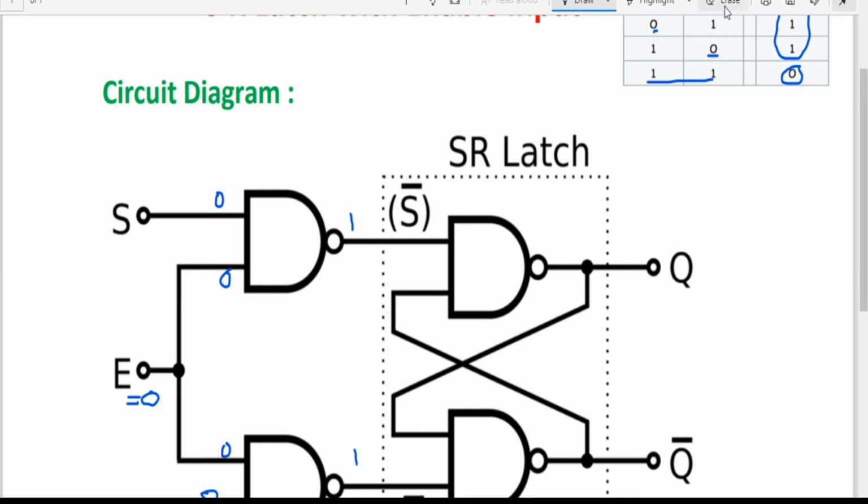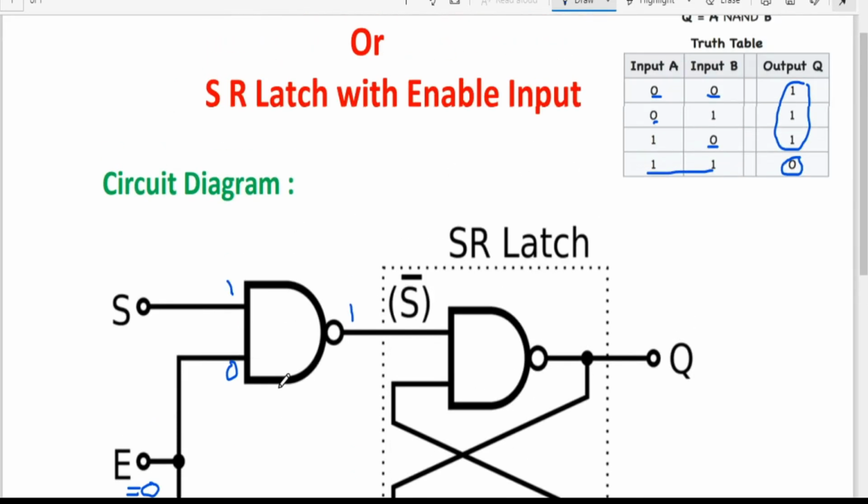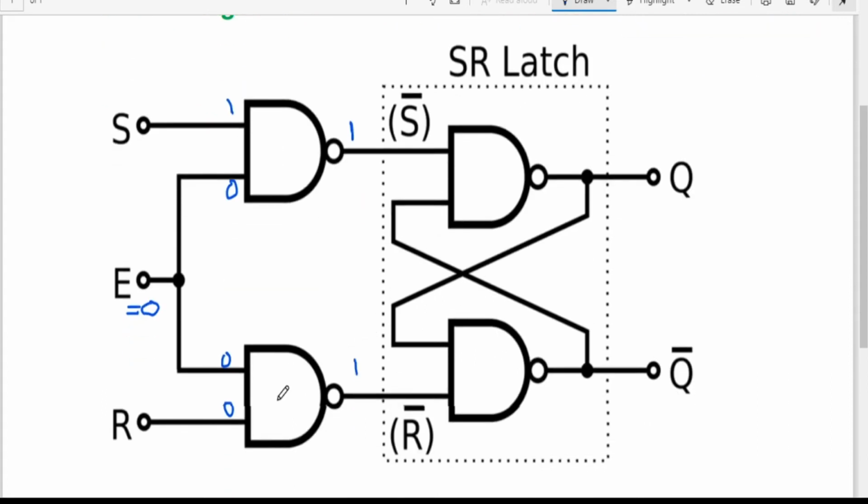Now I change the input of S and R, while the enable input is 0 only. I make S as 1 and R as 0. Here also, as one of the inputs coming to this NAND gate is 0, the output of this NAND gate is again going to be 1 only. In the lower NAND gate, as the inputs are still 0 0, the output is going to be 1 only.